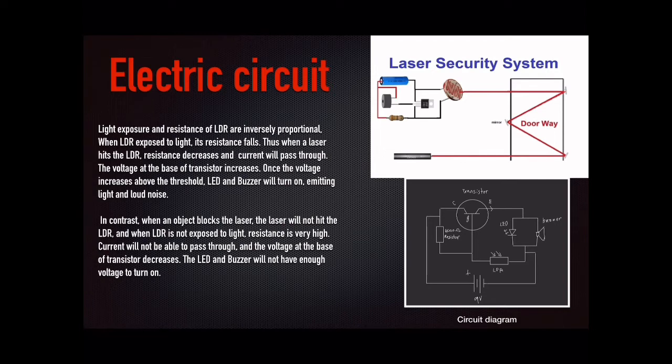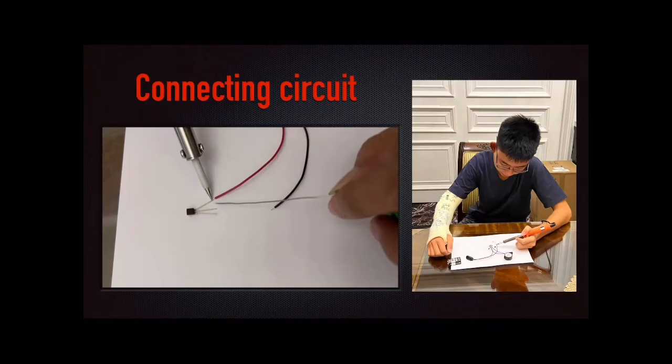The voltage at the base of the transistor will increase, and once the voltage increases above the threshold, the LED and the buzzer will turn on, emitting light and loud noise. In contrast, when an object blocks the laser, for example someone walking through the doorway, the laser will not hit the LDR, and thus the LDR will not be exposed to light. Thus, the resistance will be very high, and current will not be able to pass through. Then, the voltage at the base of the transistor will decrease, and the LED and buzzer will not have enough voltage to turn on. This is me connecting the circuit.